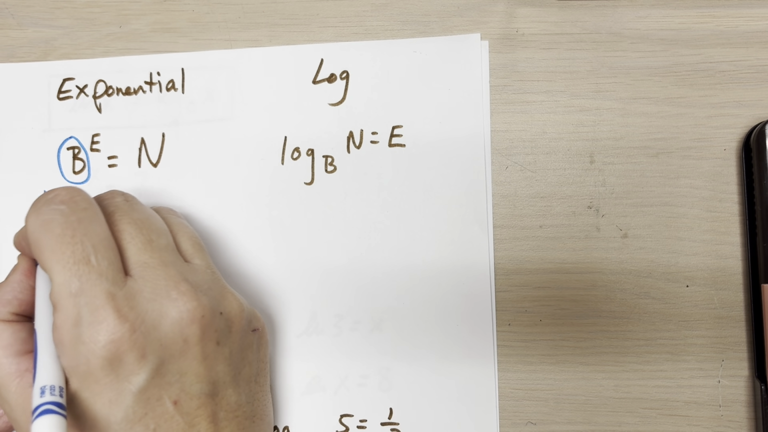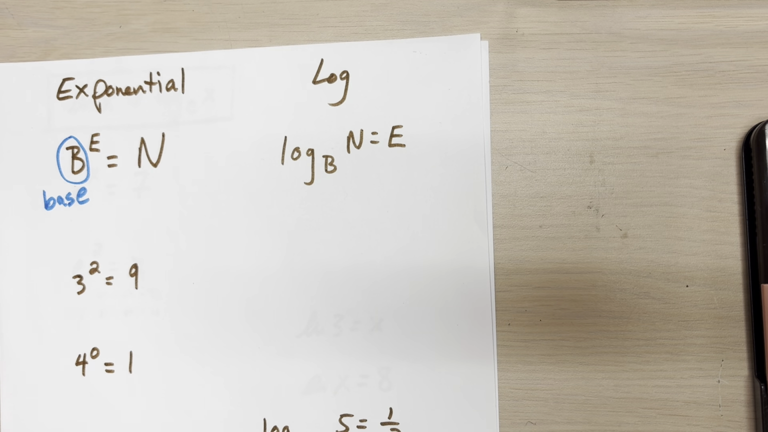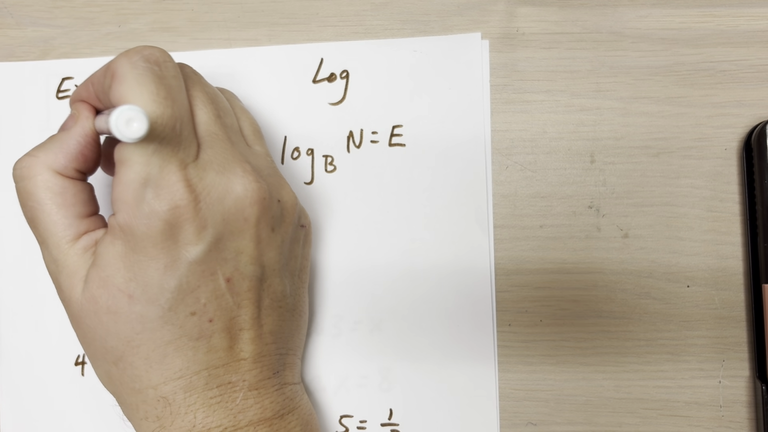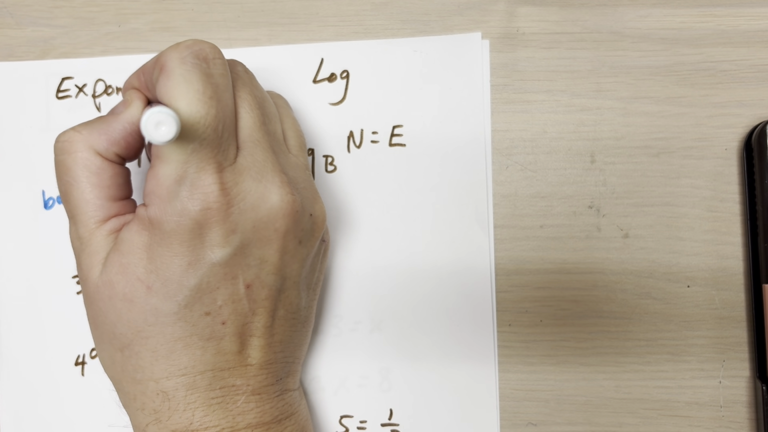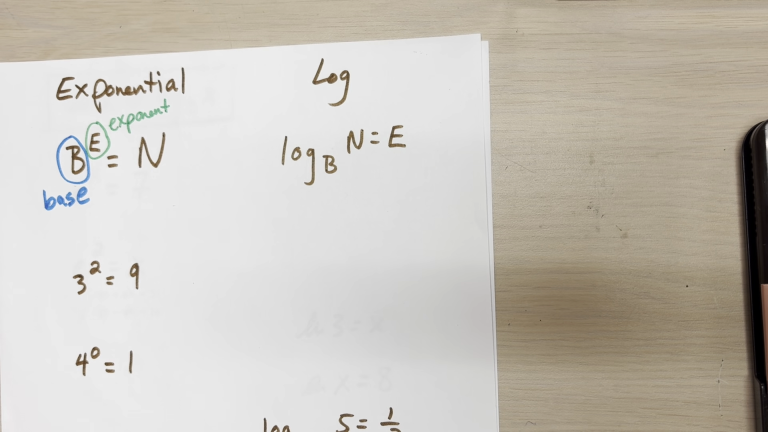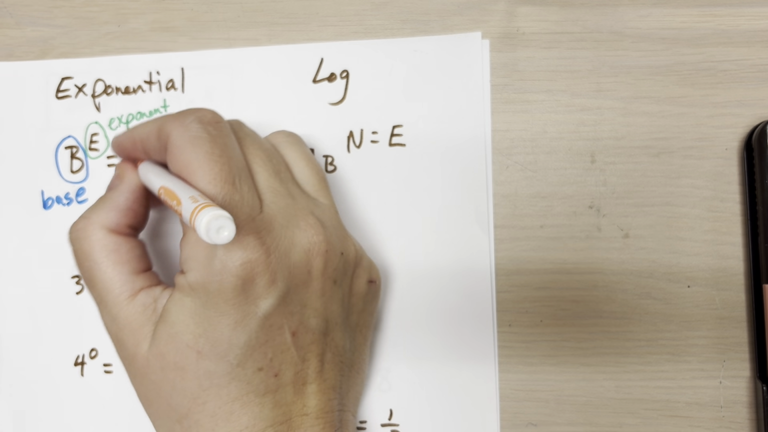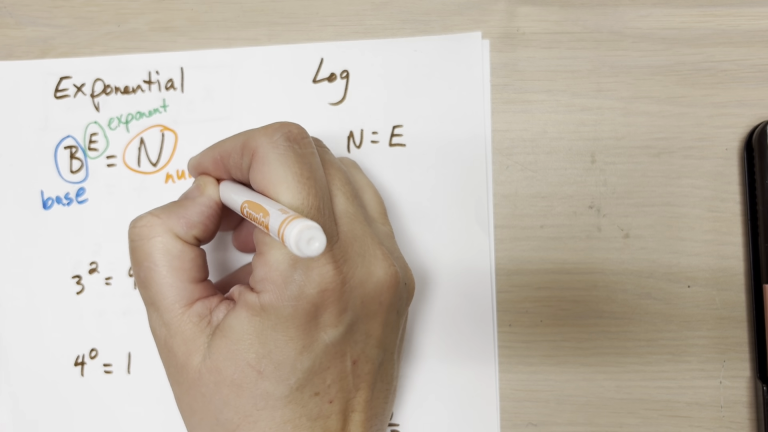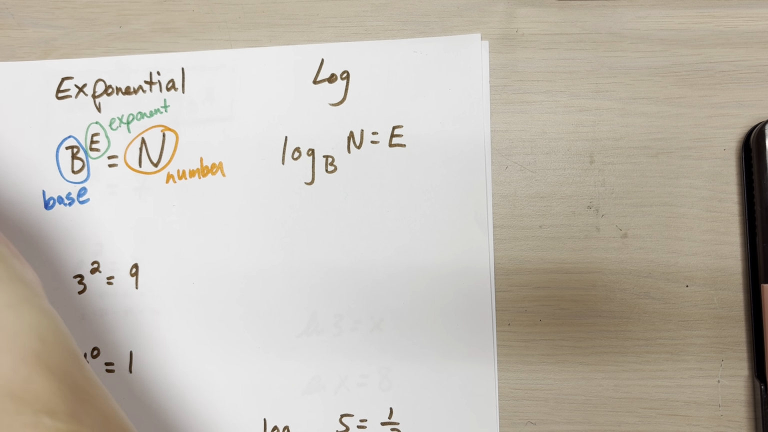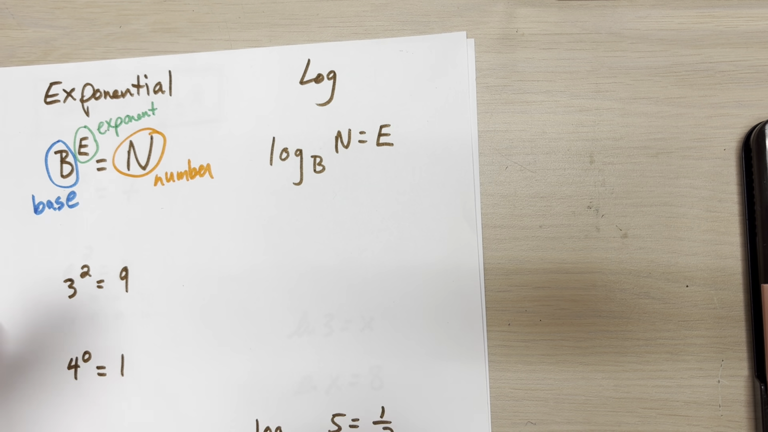So B is your base, E is your exponent, and then N over here is your number. To convert this into log form, you're just gonna shift things around a little.